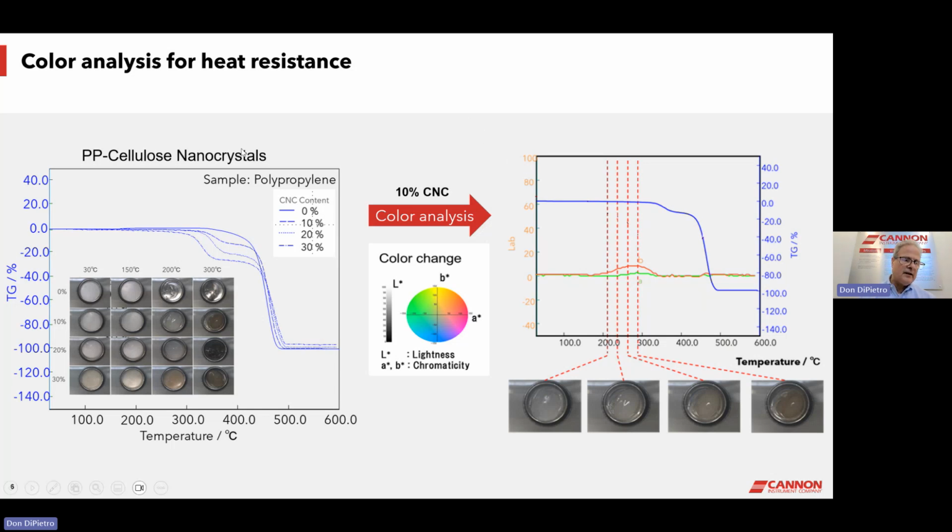And as you look at the pictures on the left, you can see that as a function of loading, the specimen gets more and more yellow. That's the one downside of CNC. It tends to yellow. And as you know, for some applications, that in and of itself could be a problem.